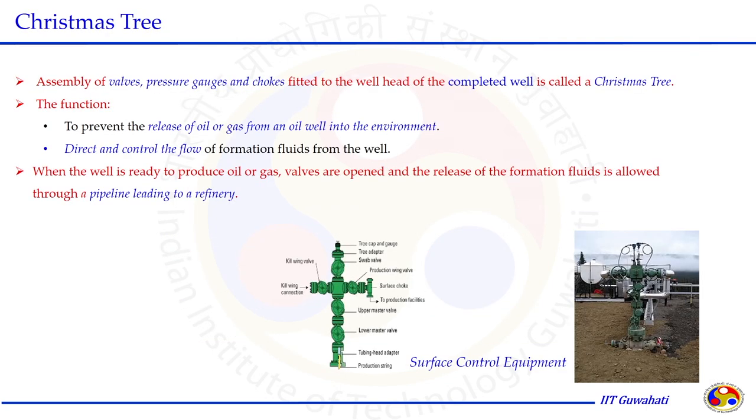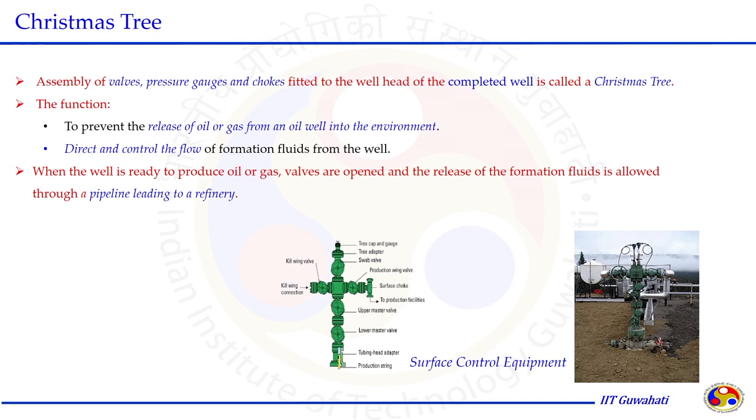This is the component of the production system that we see on the surface. It's called the Christmas tree. Whatever is happening in the drilling process, casing, production tubing installation, cementing, that is happening underneath the surface. On the top, when we visit the field, we see the component that is the Christmas tree. This is the assembly of valves, pressure gauge and choke fitted to the well head of the completed well. The function of this Christmas tree is to prevent the release of oil and gas from an oil well into the environment. It directly controls the flow of formation fluids.